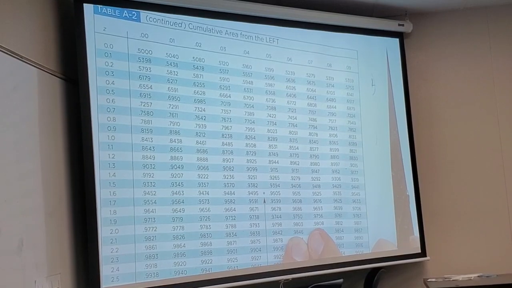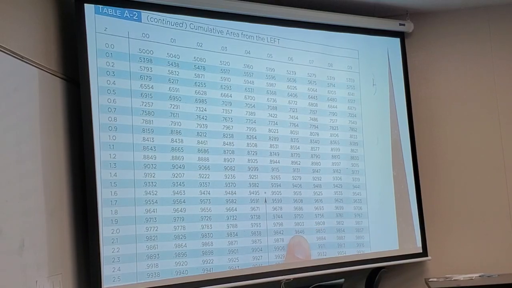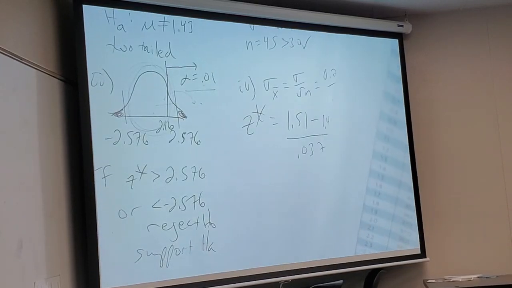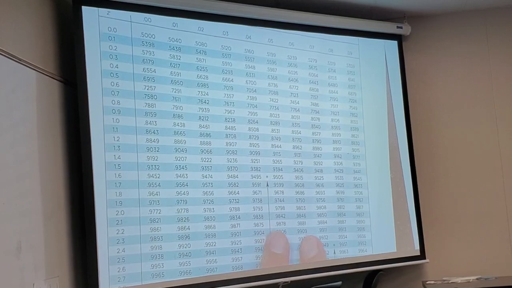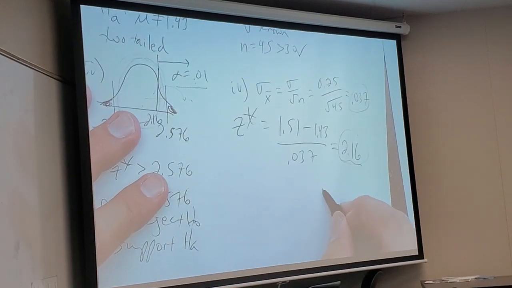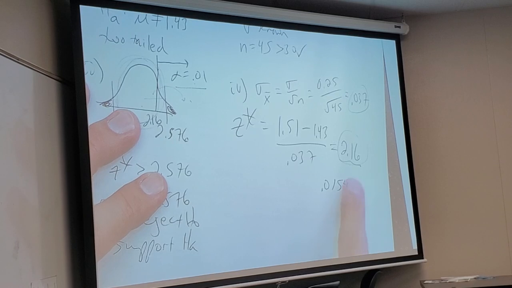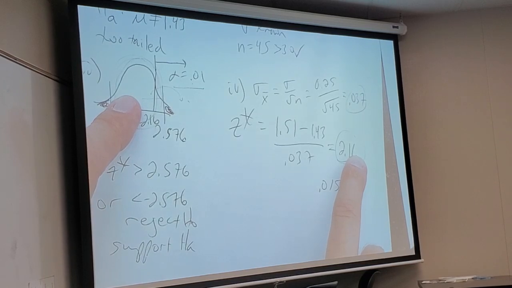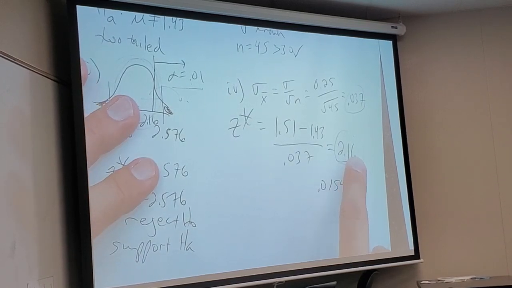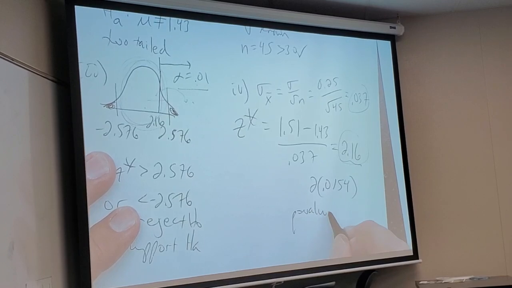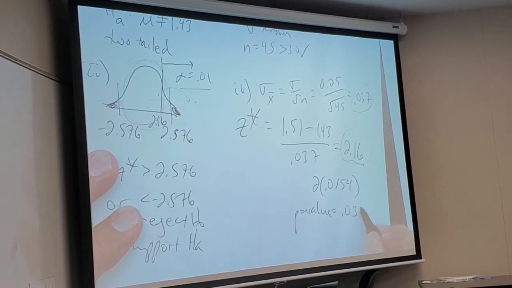Is it that? No, good. It's got to be 1 minus that, right? So 1 minus 0.9846. Yeah, that'd be 0.0154. That's the area in the tail that this z-score makes. So anyone remember, since it's a two-tailed test, what do I have to do to get the p-value? It's a two-tailed test, so I've got to double it. So the p-value would be 0.0308.